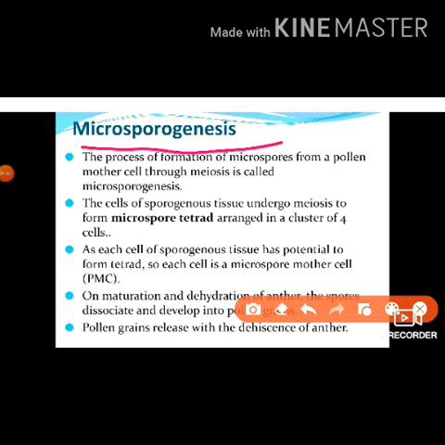Next important topic is microsporogenesis: how the microspores are going to be produced. This also was already completed. Here the microspore tetrads are going to be formed. There is a presence of pollen mother cells.